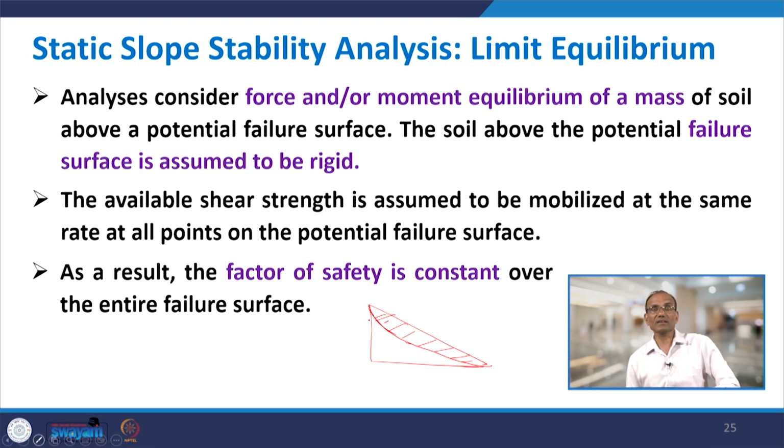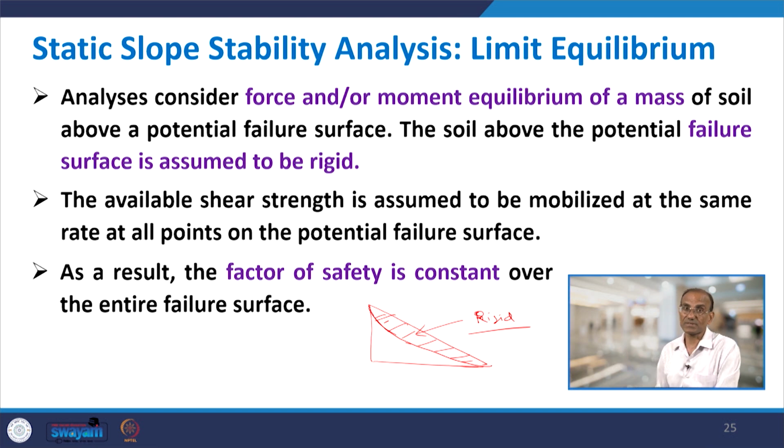So, in this limit equilibrium analysis, the mass is assumed rigid, though in the actual case it is not rigid. This is basically an assumption, because the problem gets simplified with it. The available shear strength is assumed to be mobilized at the same rate at all points on this potential failure surface. As a result, the factor of safety is constant over the entire failure surface.